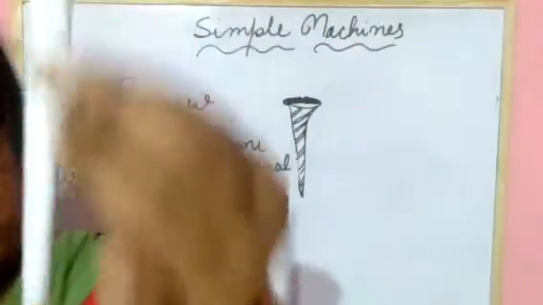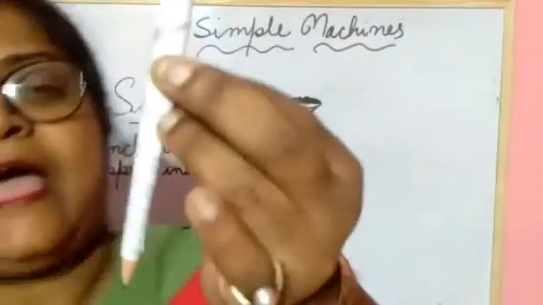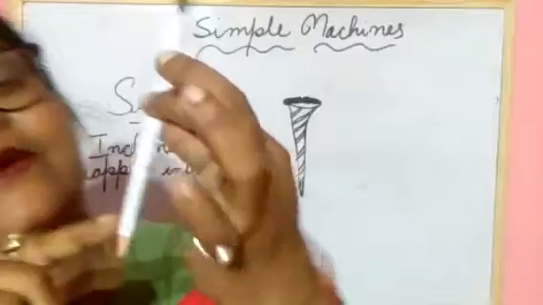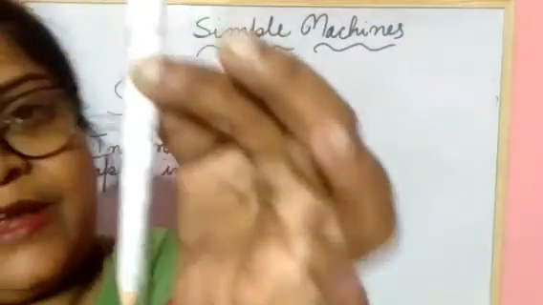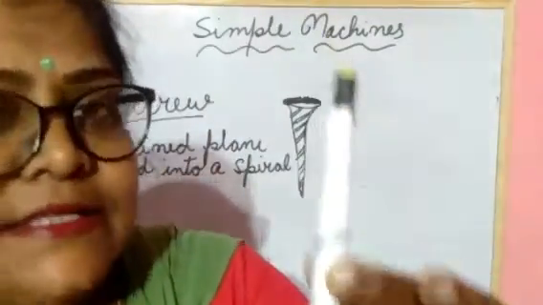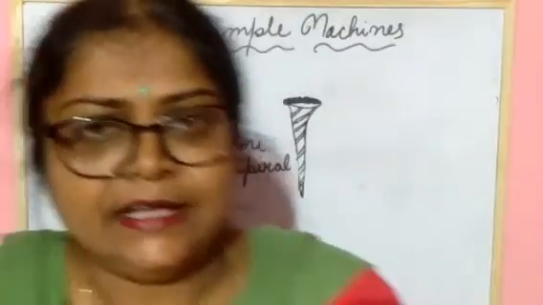So I have done one activity with pencil, paper and ruler and I have shown you that when I wrap it, it looks like a screw.